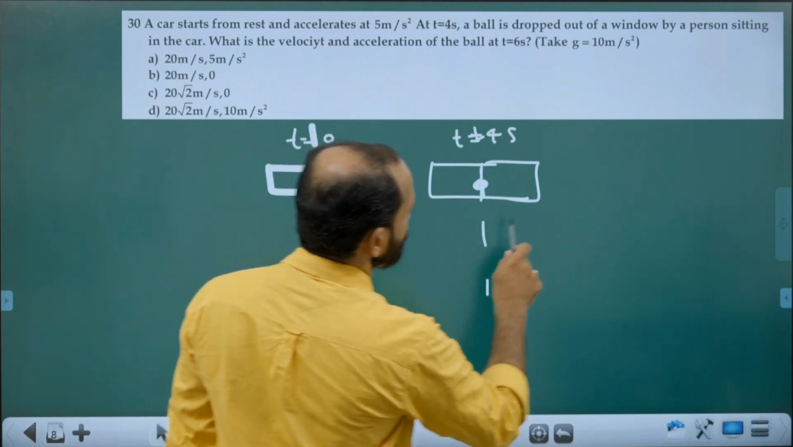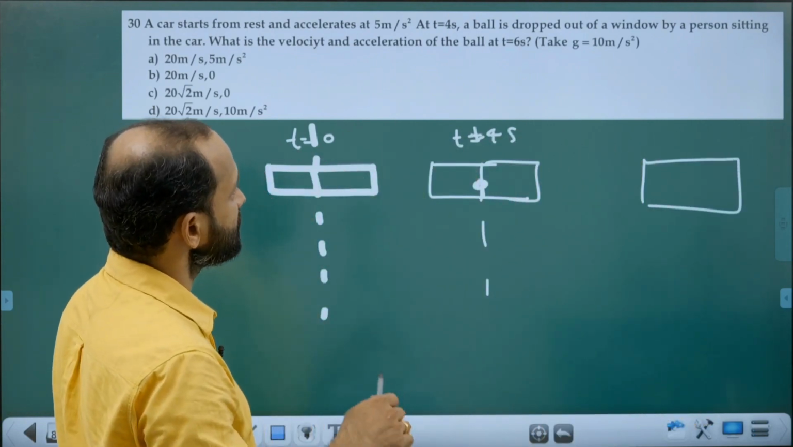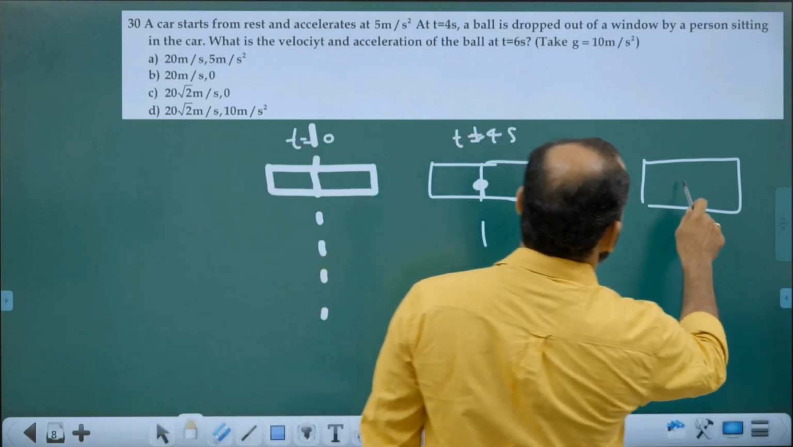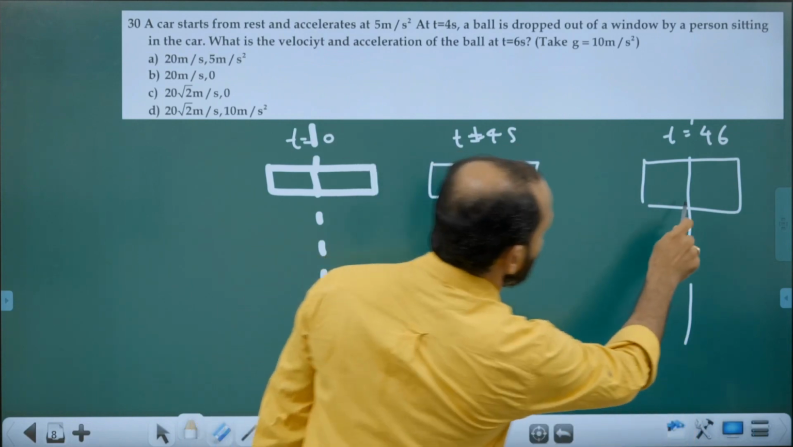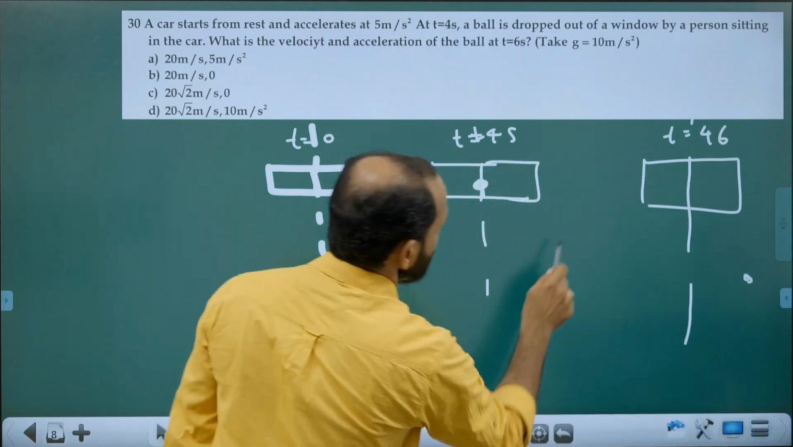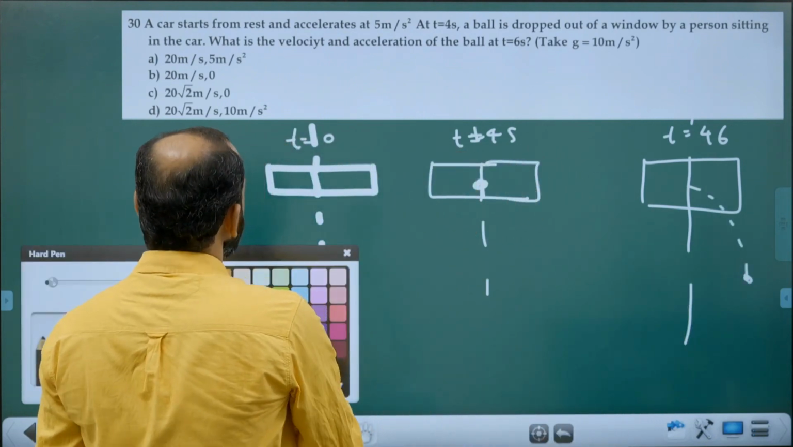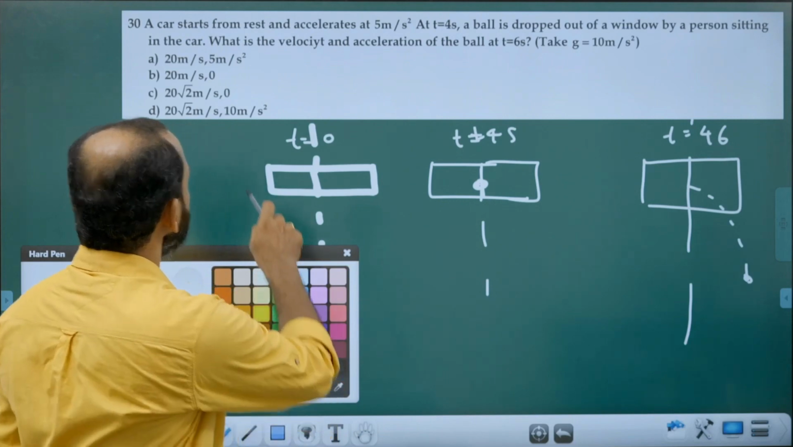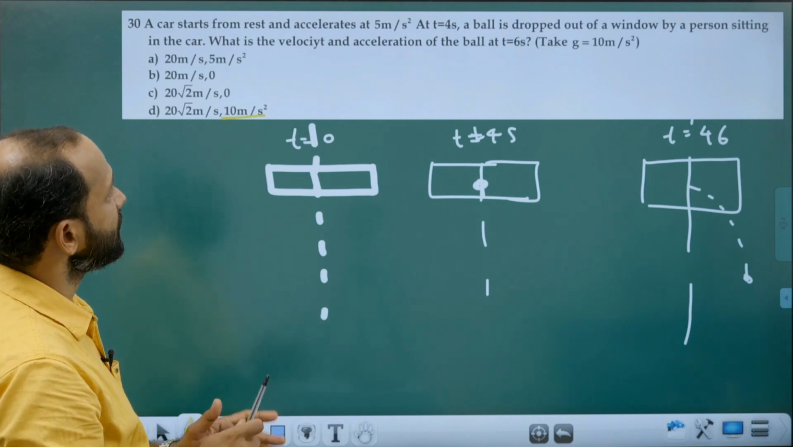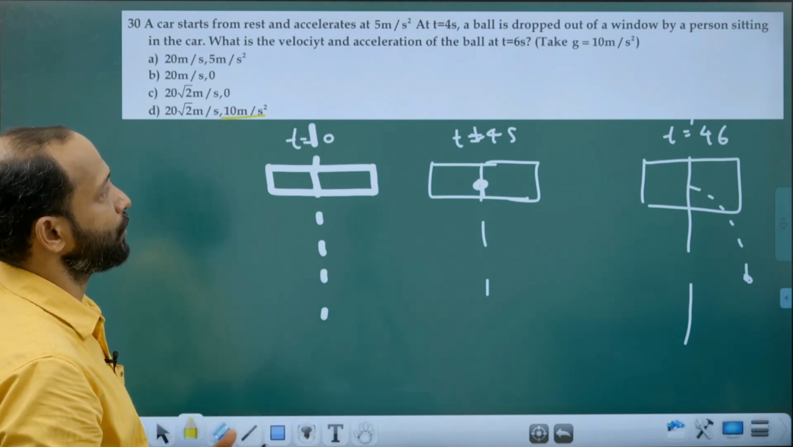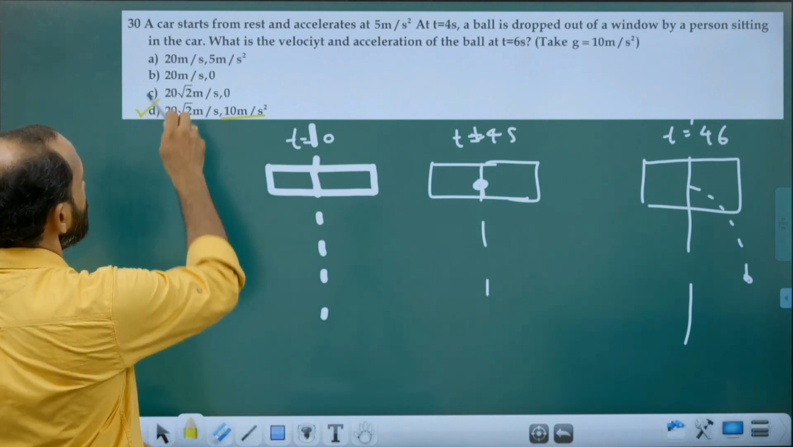Now the ball follows a parabolic path with respect to a person standing outside. At t equal to 4 seconds, the ball has reached somewhere here following a parabolic path. Now, what is the velocity and acceleration? Acceleration is 10 meter per second square because it is falling under gravity. The ball does not have any horizontal acceleration during the fall. It has only vertical acceleration, that is acceleration due to gravity. That's why our answer is option D.